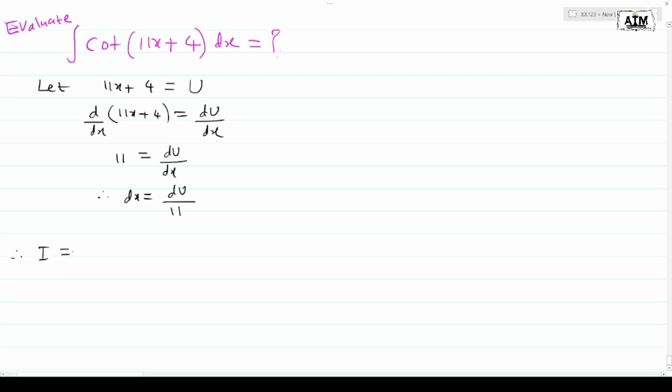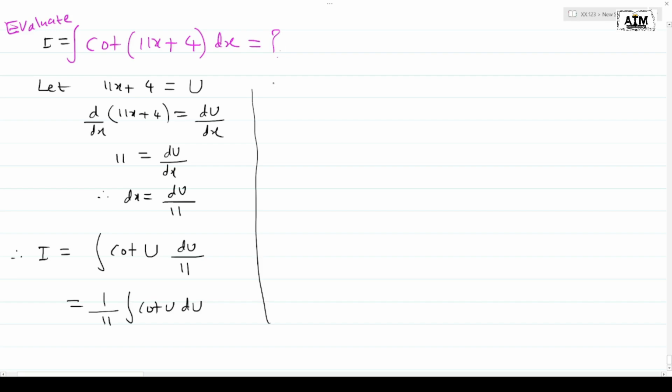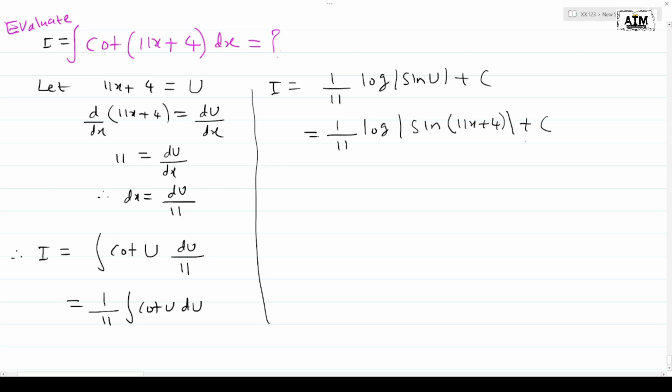Therefore I equals integration of cot, in place of 11x plus 4 write u, and in place of dx write du upon 11. 1 upon 11 is taken common. Integration of cot u with respect to u. After that, I equals 1 upon 11 and integration of cot u is nothing but log of modulus sin u plus c, which equals 1 upon 11 log modulus sin, what is u? u is nothing but 11x plus 4, plus c is the required solution.